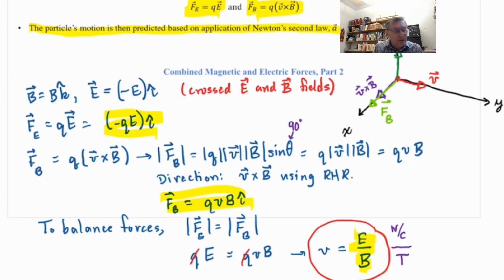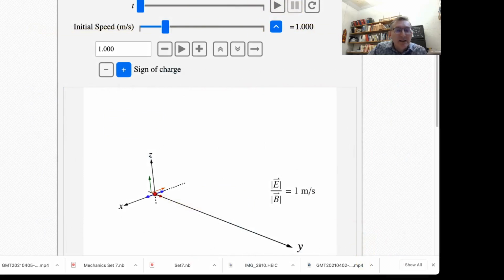And the animation was designed so that E over B is equal to 1 in SI units, so 1 meter per second. So if our particle speed is 1 meter per second, then the particle will travel in a straight line. See over here to the side, it says E magnitude over B magnitude equals 1 meter per second. And look up at the initial speed. Notice what I've got it set at, 1 meter per second.